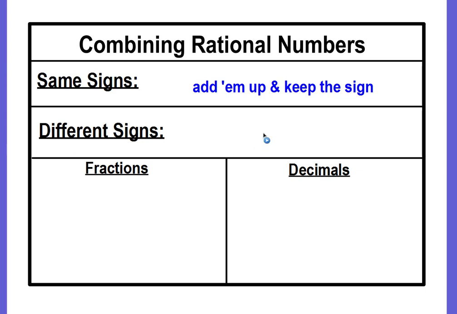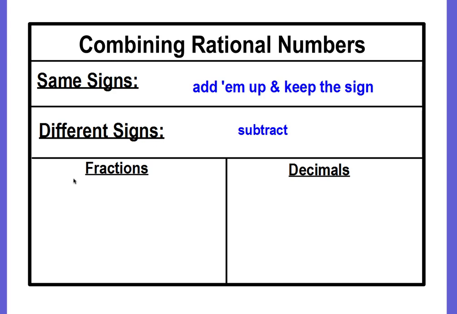But if the signs are different, then you subtract. You find the difference. And remember, once you subtract, then you have to go back and see which number had more signs. Were there more positive signs, or were there more negative signs? And which one had the most, that's the sign of your answer. So if you have more negatives, your answer is negative. If there were more positives, your answer is positive.